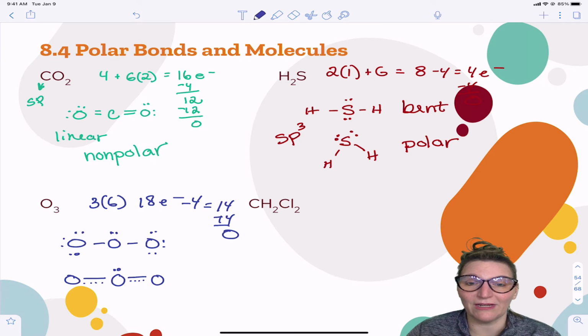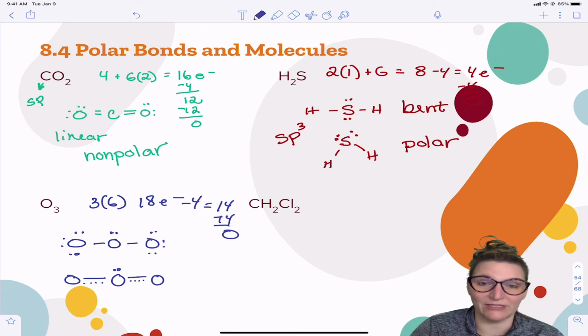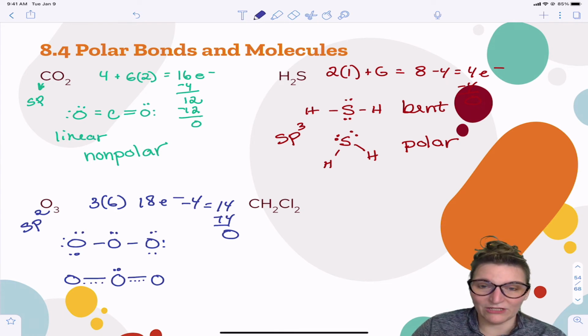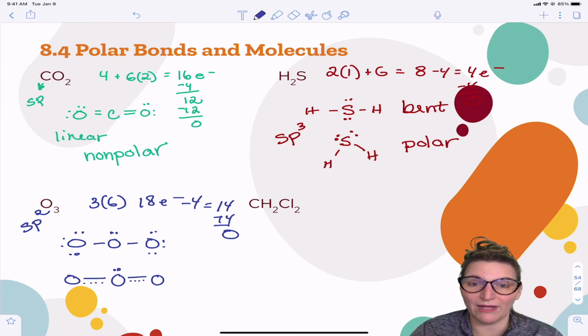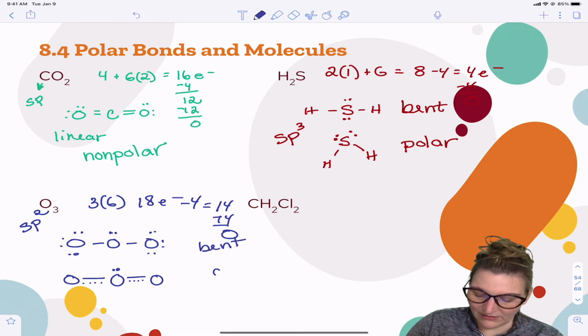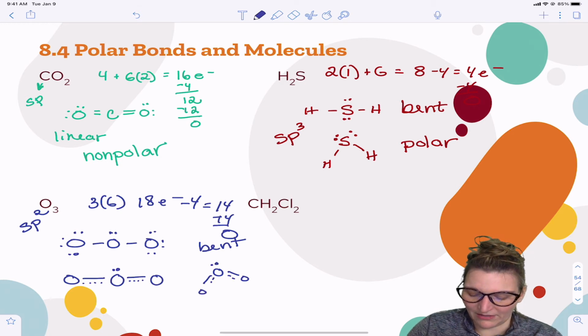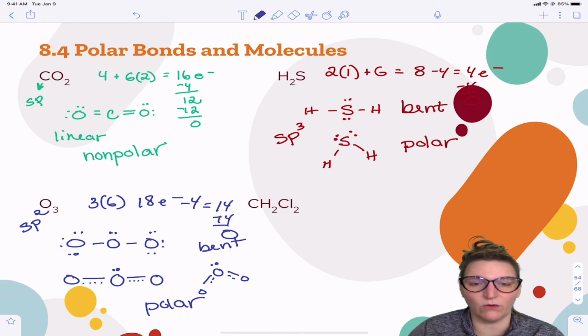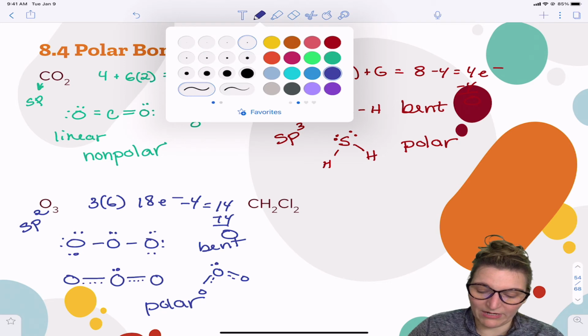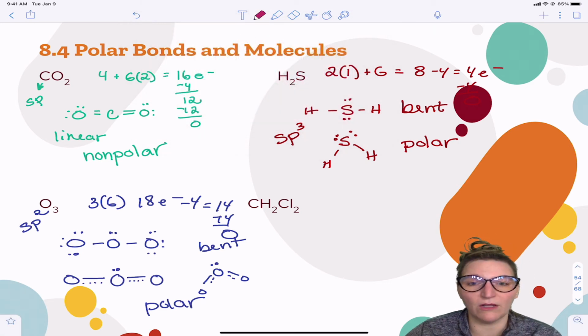So hybridization, how many electron domains off the central atom? A lone pair counts as 1 and a resonance bond counts as 1. So this has 3 electron domains. So sp2 hybridized. What's the shape? 3 electron domains, 1 lone pair is again bent. And because it is bent, it becomes much more obvious that this is in fact a polar molecule. That's a great example of a polar molecule with nonpolar bonds.